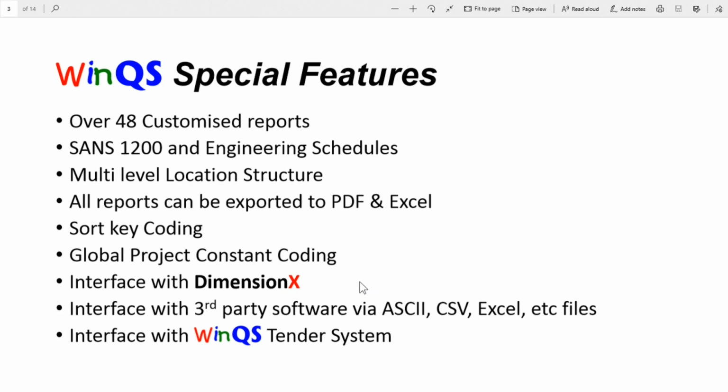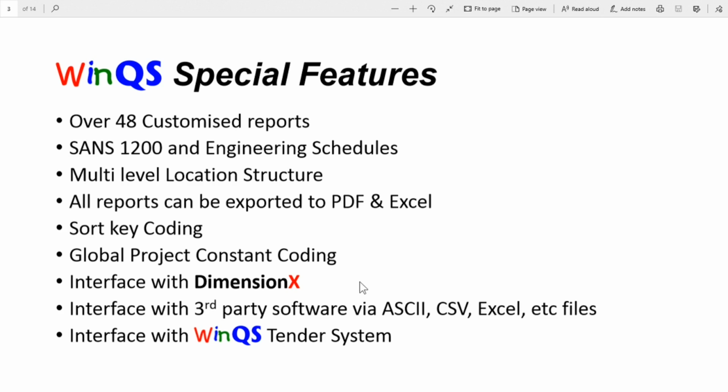WinQS also has a very powerful interface with Dimension X. You can do your measurements in Dimension X and you'll be able to import them into WinQS, into a specific dedicated Dimension X document. And from that document, you can link those quantities to the specific items in your bill of estimates or in your bill of quantities where you want to apply those quantities. When you do a revision in Dimension X, you will update your quantities in Dimension X. You will auto-measure it into WinQS again, and that will update the quantities with the links as it was set up initially.